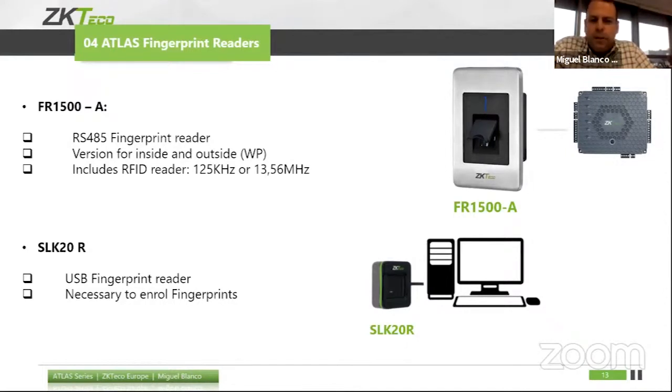And the ZKTeco is a USB fingerprint reader, and it is necessary to connect it to the PC to enroll the fingerprints. So it's always necessary to have a ZKTeco if you want to enroll a fingerprint. It's not possible to enroll a fingerprint directly on the FR1500.